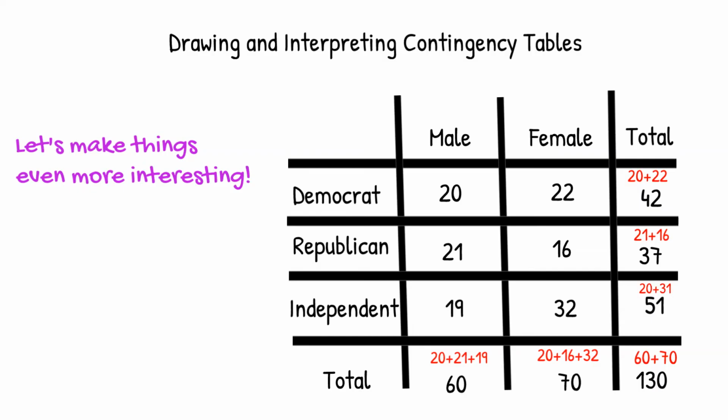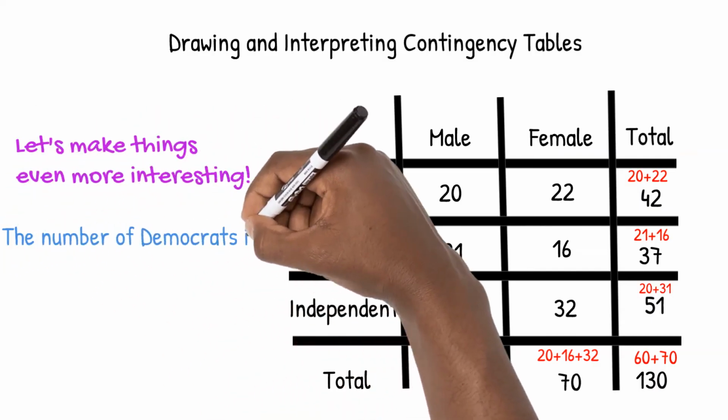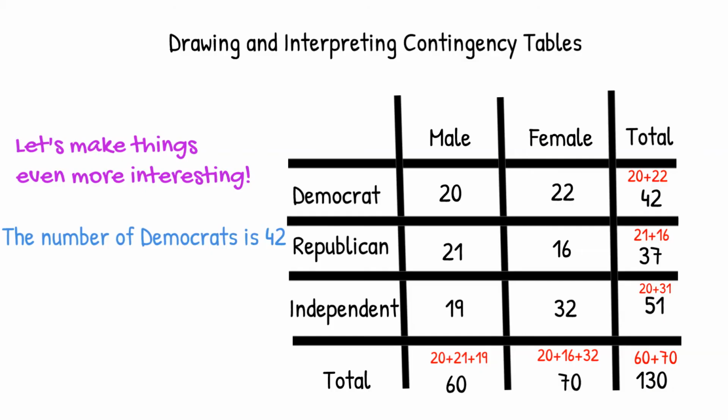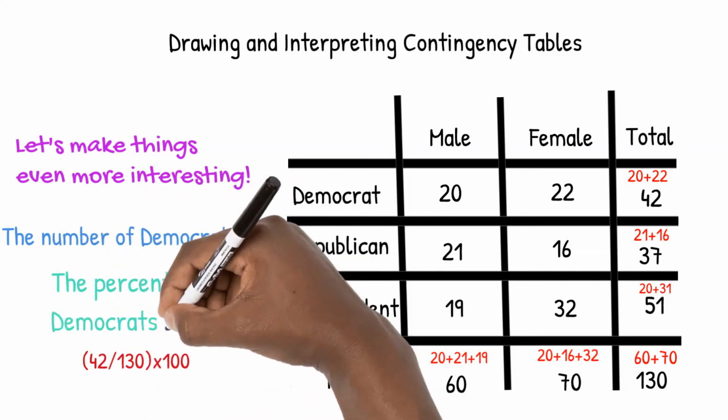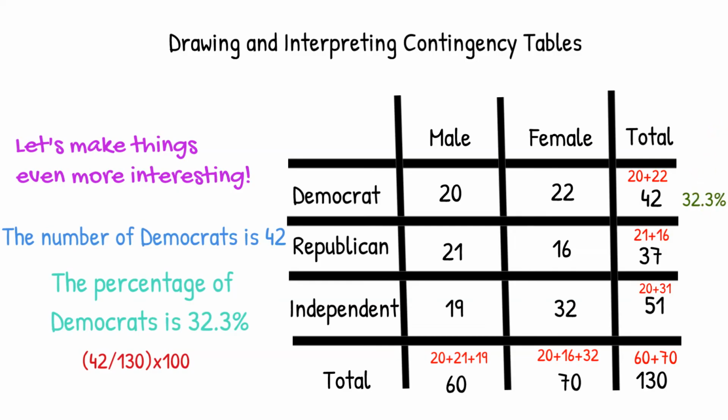We can see from the margin on the right that the total number of Democrats is 42. By putting 42 over a total 130, then multiplying by 100 to convert to a percent, we see that 32.3% of those surveyed are Democrat.